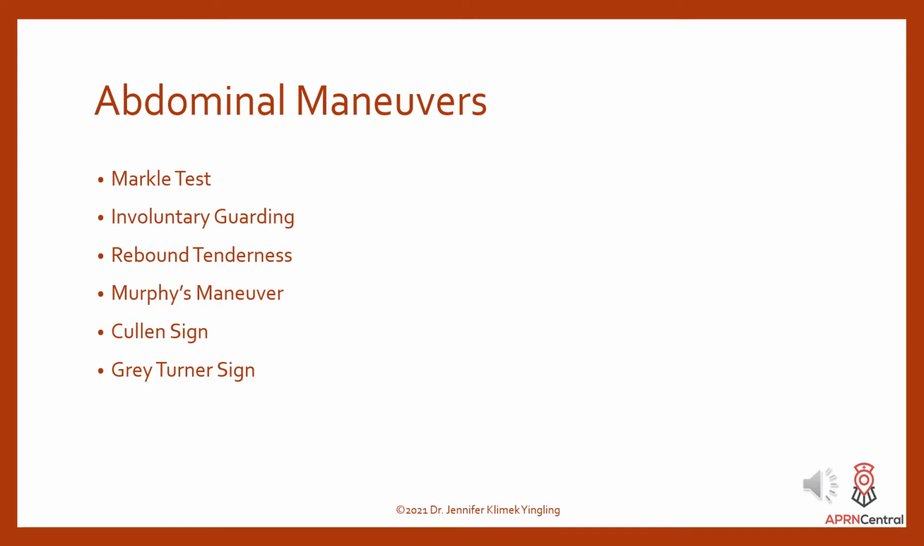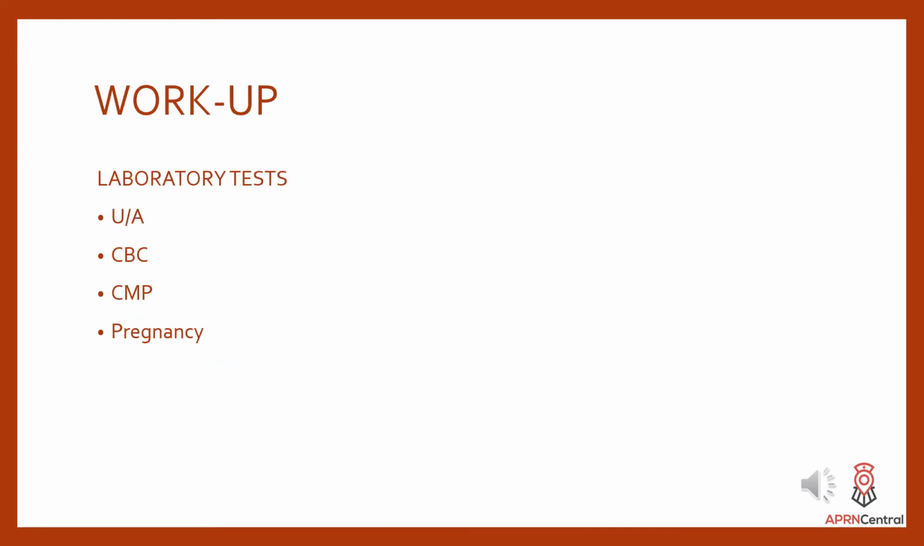Cullen sign. This is edema and blue discoloration around the umbilicus. Gray Turner sign. This is a blue discoloration on the flanks that may indicate a retroperitoneal hemorrhage. So keep those abdominal signs and maneuvers in mind when you are documenting and examining your patient.